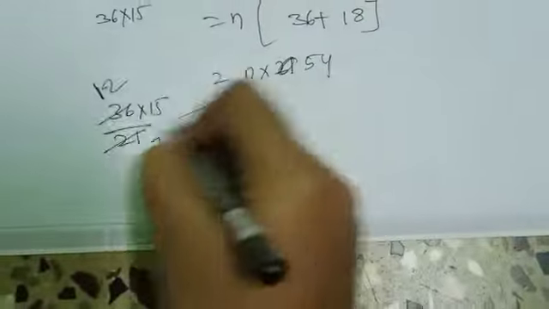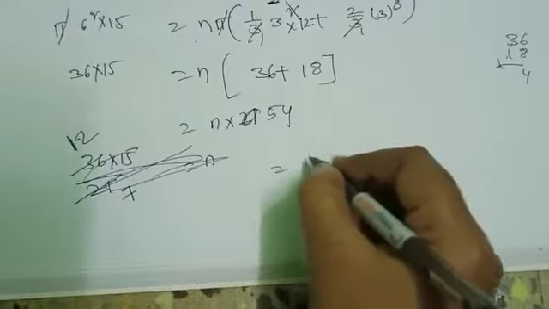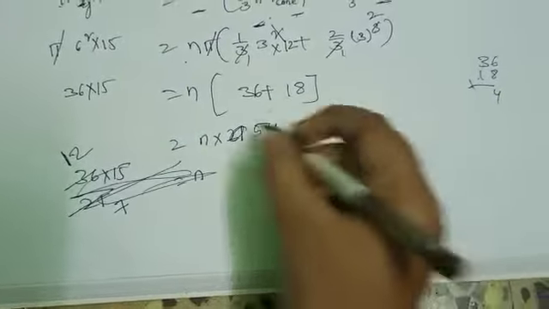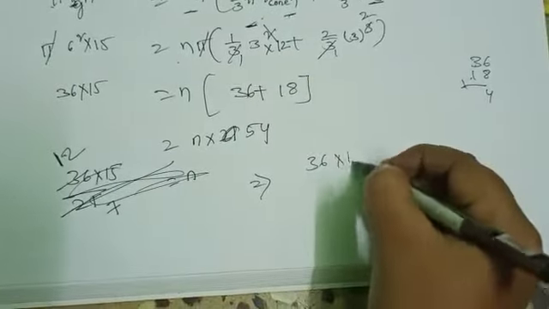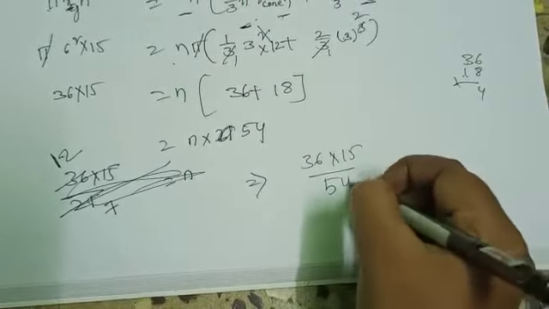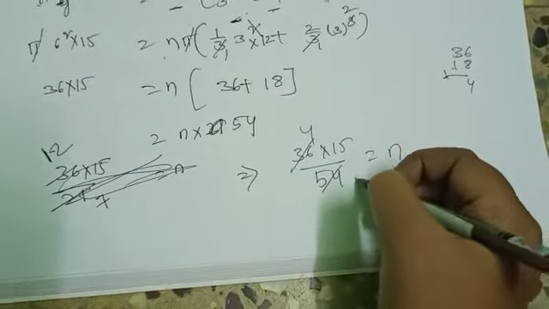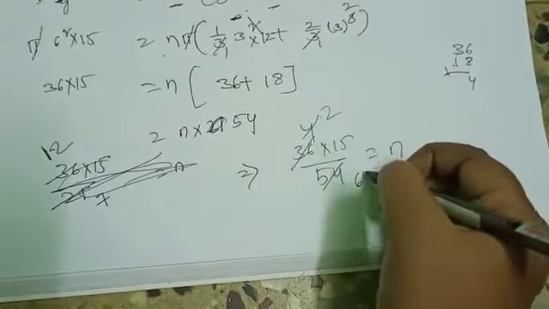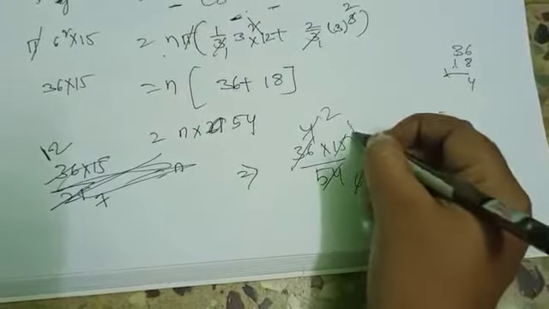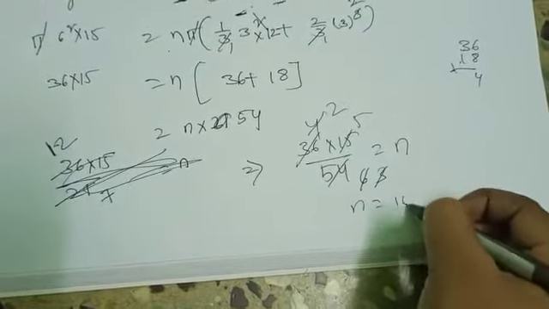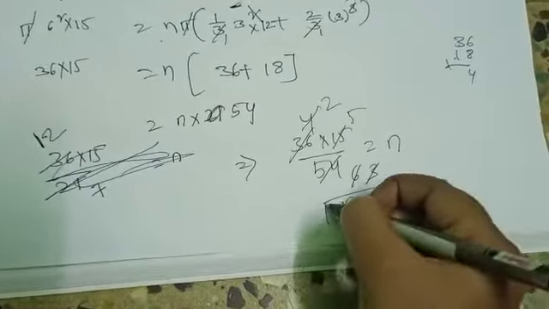Therefore the n value, 36 into 15 by 54, equals n. 9 fours are 36, 9 sixes are 54. Cancelling, 2 twos are 2 threes are 3 ones, 3 fives are 15. The n value is 10. Therefore the number of cones equals 10.